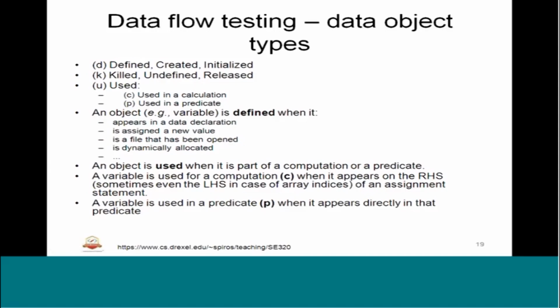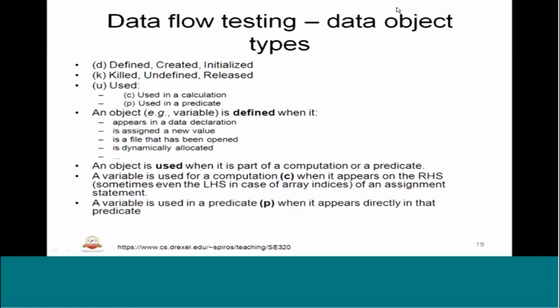An object is called used when it is part of a computation or a predicate. So you can see C or P type. C is for calculation, P is for predicate. A variable is used for a computation when it appears on the right hand side. That means the variable is used for comparison or assignment, etc., some sort of computation. That is called a C type used data object type. Sometimes even the left hand side, in case of array indices, will be used in an assignment statement.